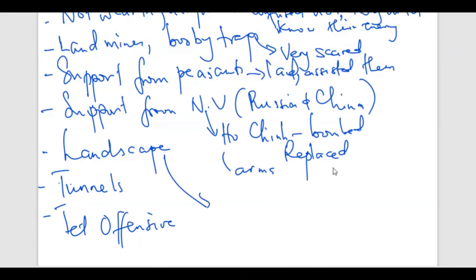Then, the guerrillas knew their landscape well. It was their country of origin. They knew what the landscape looked like. They knew how to benefit from the landscape, while the Americans didn't know anything.